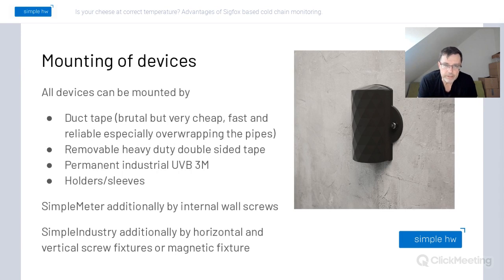Again, the permanent tape is so strong that it's used in bus or car construction. So in many cases, it's water and heat resistant. So in many cases, the double-sided tape is a good solution. And for Simple Industry devices, we have either a holder, horizontal or vertical with screws, or we also have a magnetic holder. And SimpleMeter can be additionally fixed by internal wall screws. We have predefined holes that you drill through, and you can fix it to the wall of the interior.